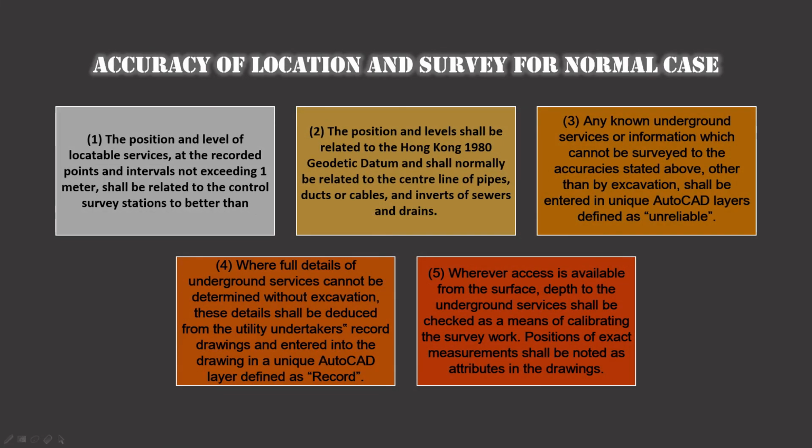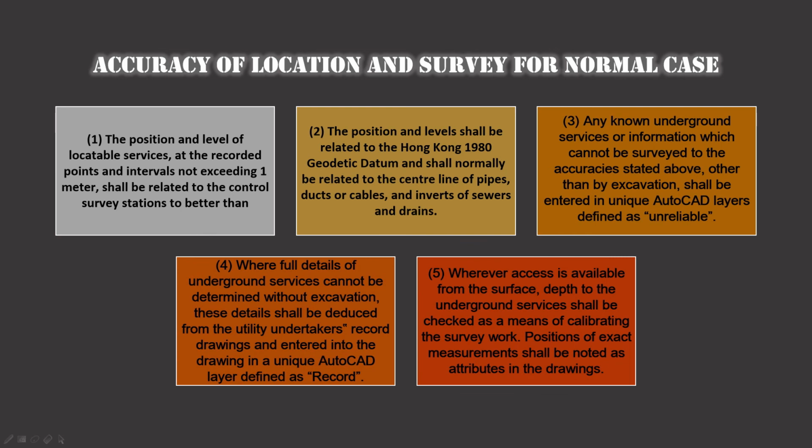Next is accuracy of location and survey for normal case. First is the position and level of locatable surface at the record point and interval not exceeding 1 meter should be related to the control survey station to better than. Second, the position and level should be related to the Hong Kong 1980 geodetic datum and should normally be related to the center line of pipe, duct or cable, and invert of sewer and drains.